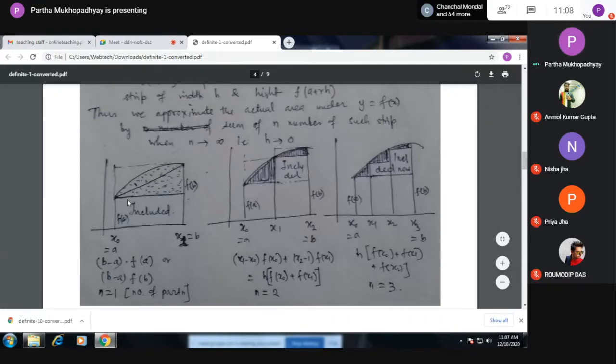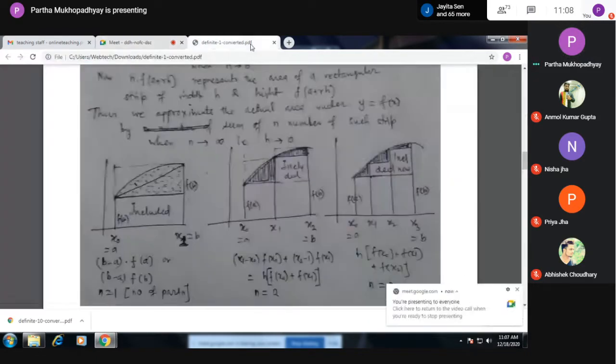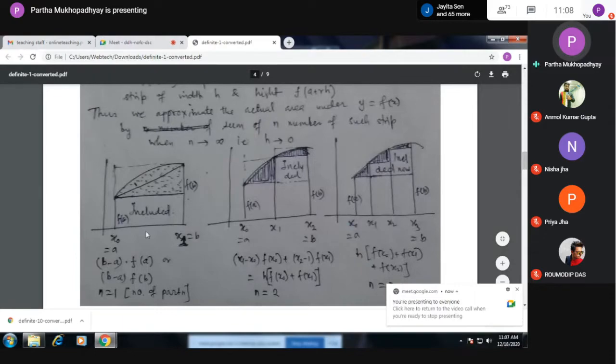So what we can do is take a very coarse, very gross approximation to that. What will be that? We just calculate the rectangle, of length b minus a, that means x1 minus x0, and of height f(a). So this is the rectangle. If I calculate this rectangle area, there will be this much of error. The dotted part we will not be able to consider. That will be an error.